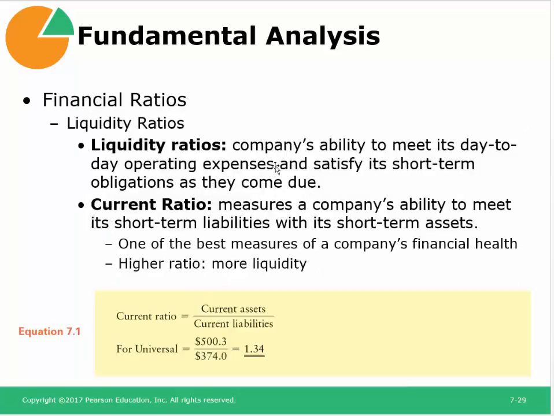So the first set of ratios we want to talk about are called liquidity ratios. Does the company have enough money to pay its short-term bills? Well, the current ratio is just current assets divided by current liabilities. It's one of the best measures, I say here, of a company's financial health. The higher the number, the more liquidity we want. And I think a good way to think about this is current assets is an equivalent to cash.